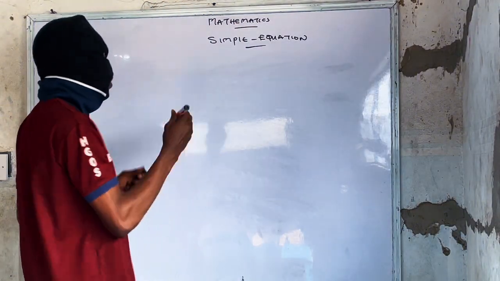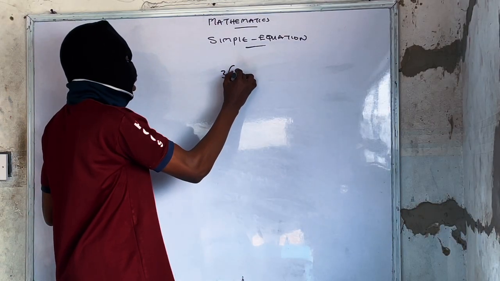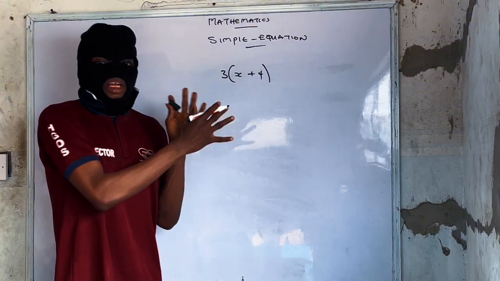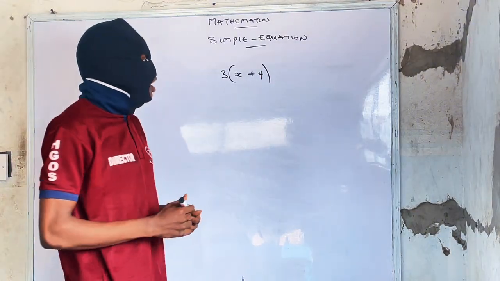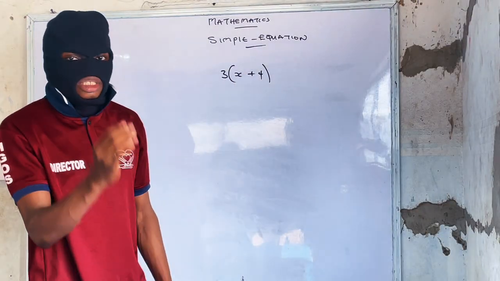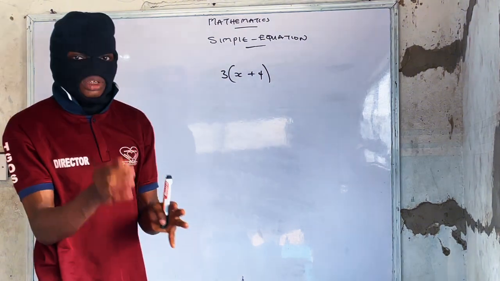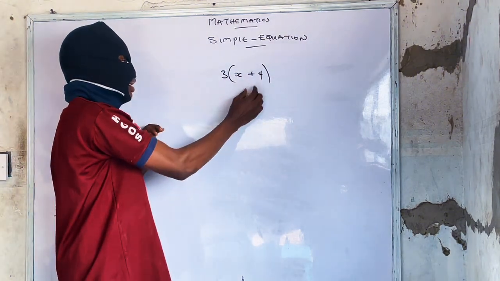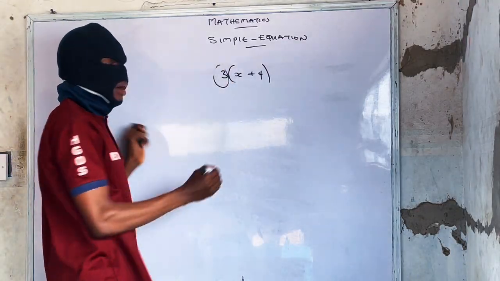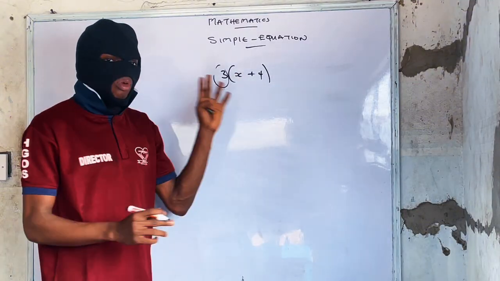Now follow me. For example, if you have 3 into bracket x plus 4, let's start with this. Now you can see that this is an expression, it is not an equation yet. What I want you to know is that the bracket means multiplication. Look at this: you have 3 into bracket x plus 4. This 3, this outside number, you are using it to multiply everything inside. This 3 is not only for x.